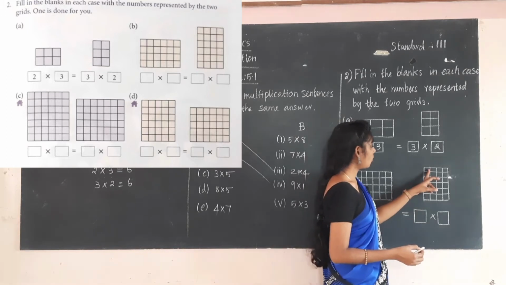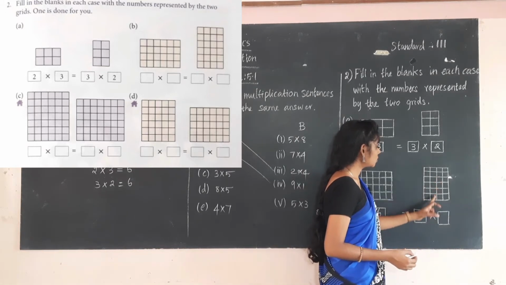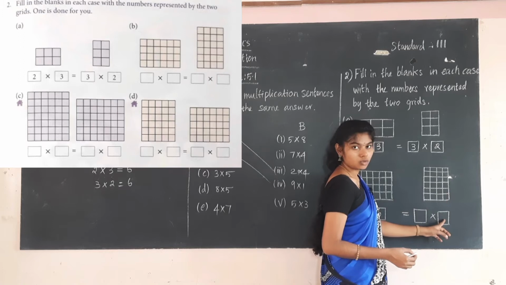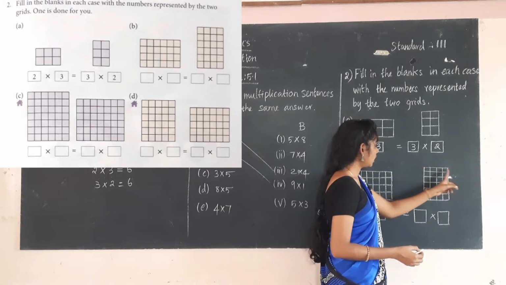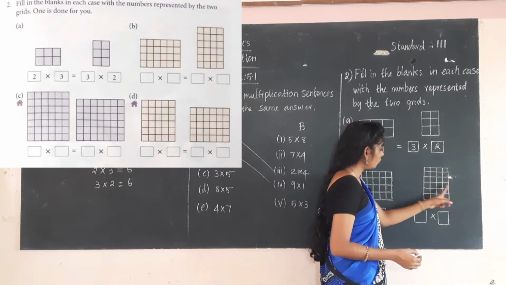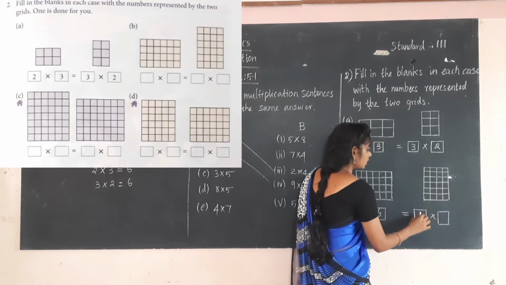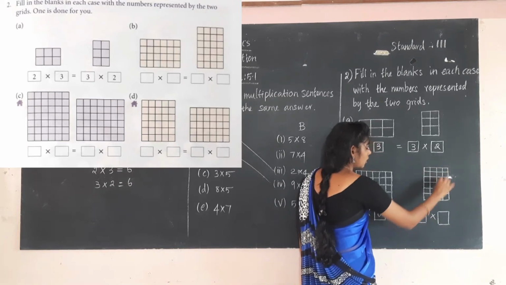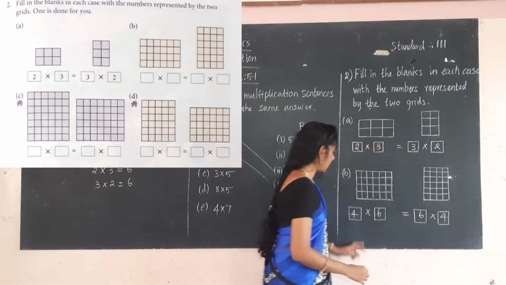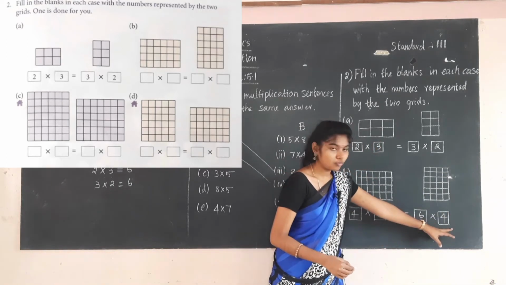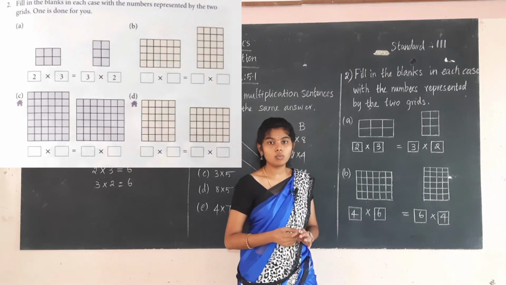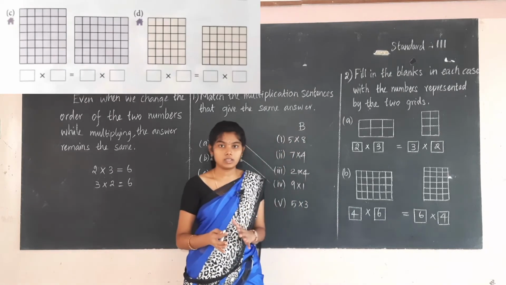And see to here, how many columns are there? 1, 2, 3, 4. So 4 columns. And the rows: 1, 2, 3, 4, 5, 6. So 6 rows are there. 6 into columns 4. So these two are the same. 4 into 6 and 6 into 4 are the same. So the remaining two problems you are going to do as homework sums.